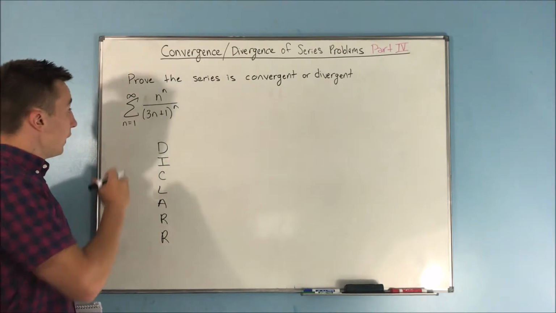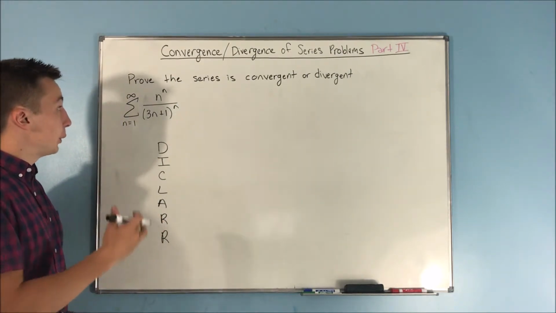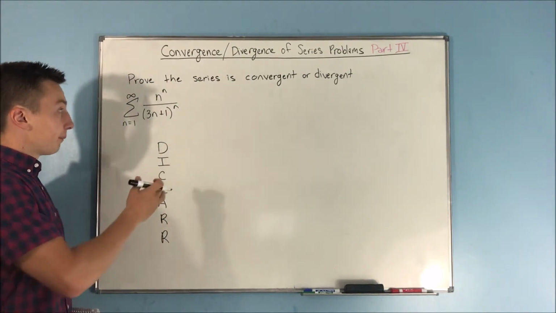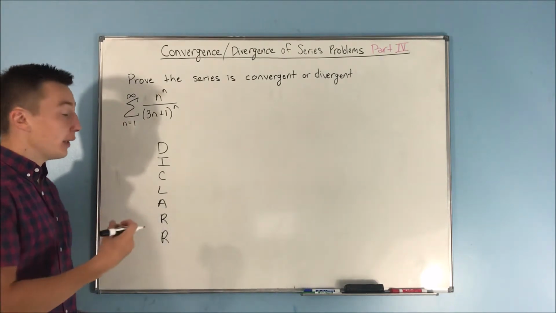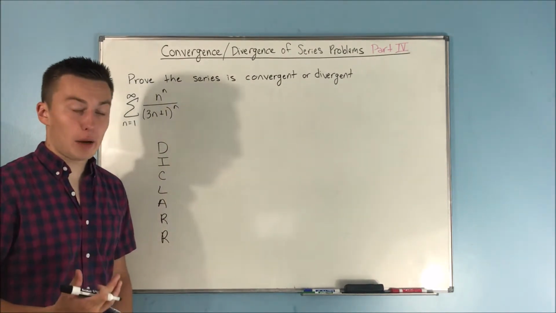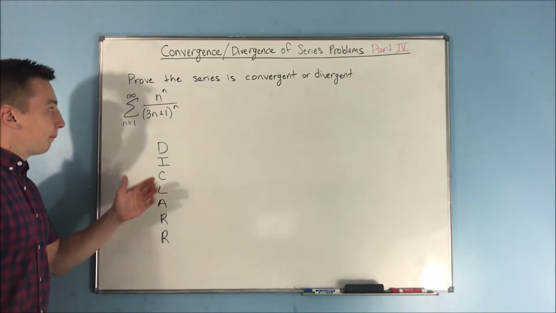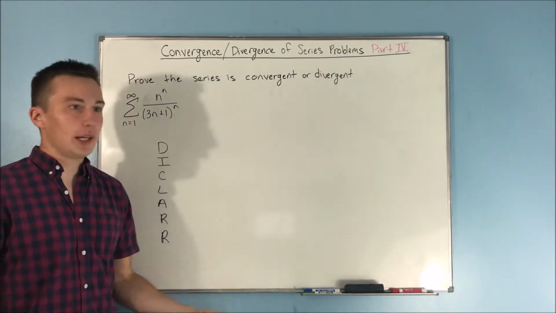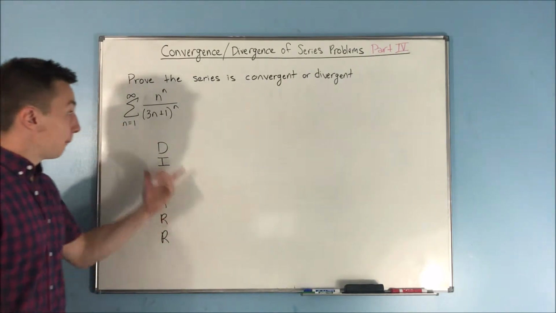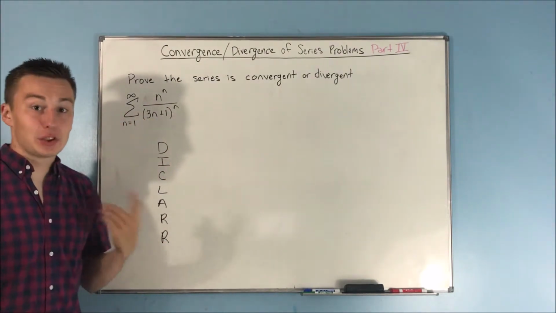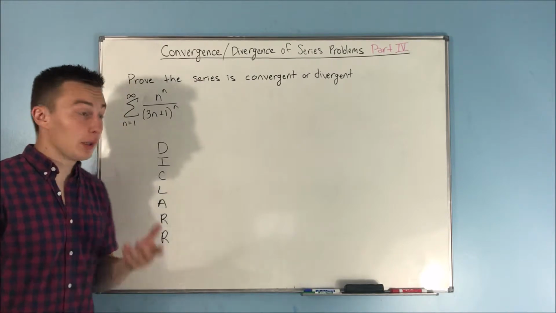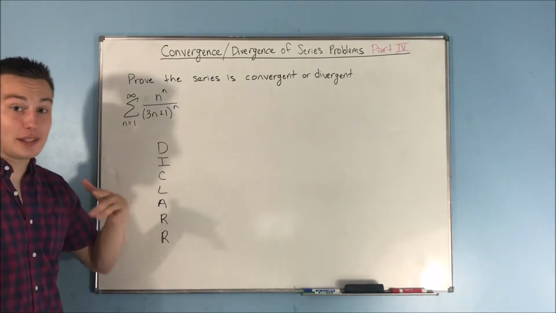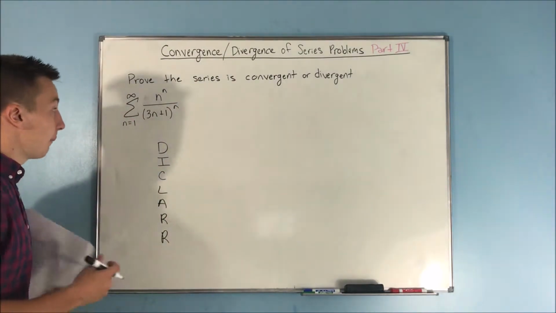Now, we have the series, the sum from n equals 1 to infinity of n to the n over the quantity 3n plus 1 raised to the nth power. Some people see that n to the n in the numerator and they're like, oh my god, what do I do? But really, you can see here that this is just going to be a root test problem. You can easily try the root test on this and then you're golden from there.